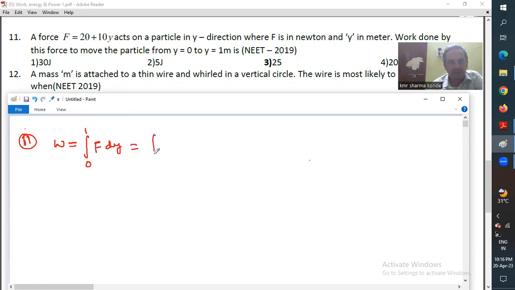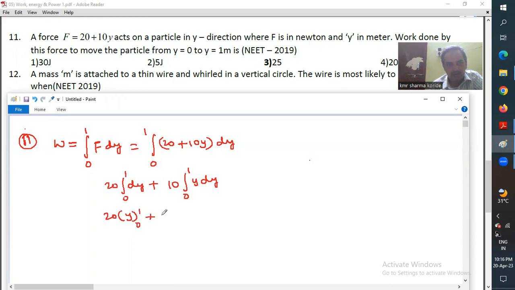So F is given as 20 plus 10y, dy. Integration limits are from 0 to 1. So 20 with dy from 0 to 1 plus 10 with y dy from 0 to 1. Integration of dy is just y, with upper and lower limits 0 to 1. Integration of y is y square by 2 with the limits 0 and 1. The next step is to substitute the upper limit and the lower limit in place of y.